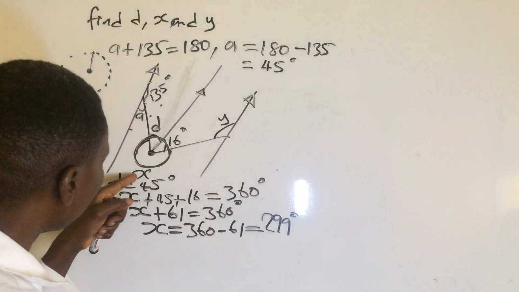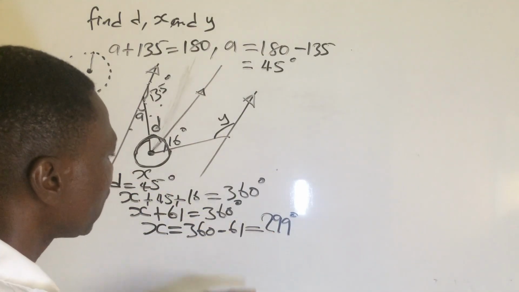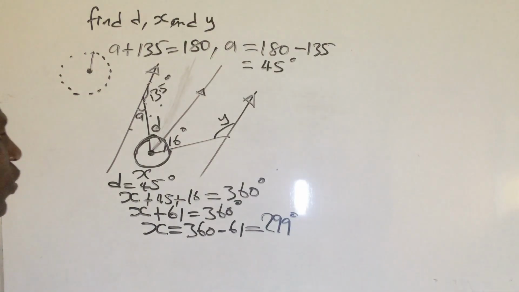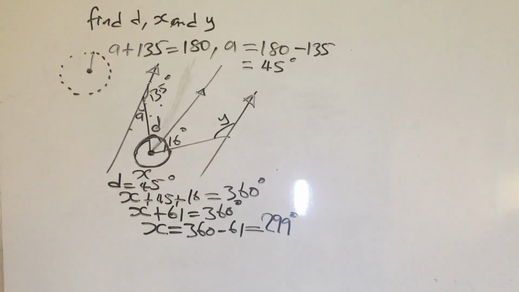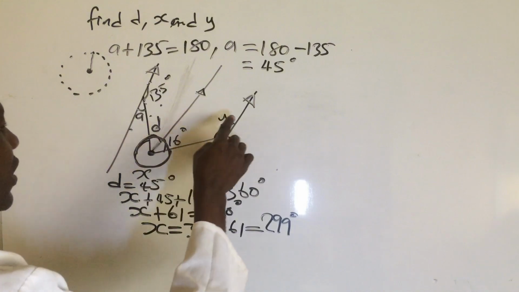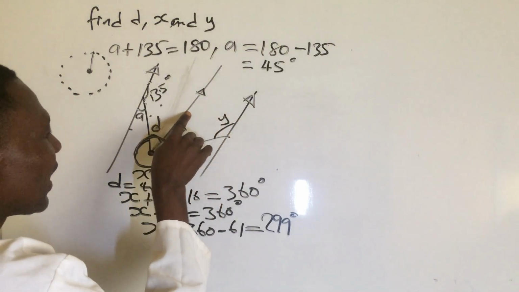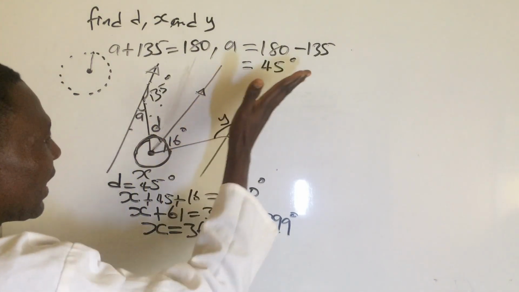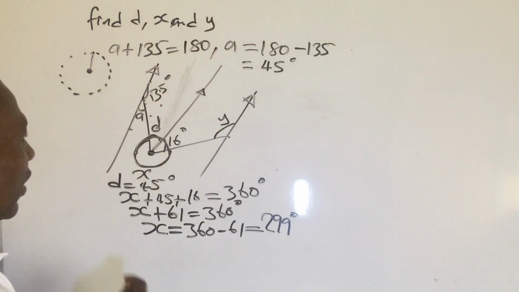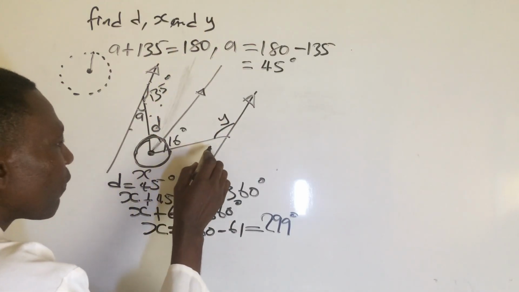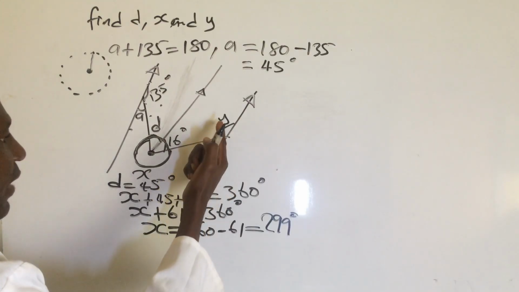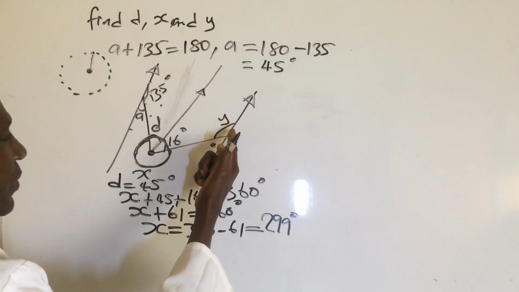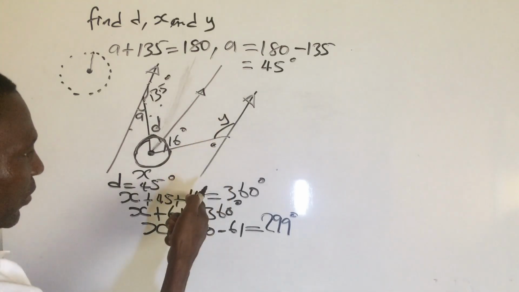So the value of x here is 299 degrees. We have succeeded in finding the value of x. Remaining y. Now, if we consider this line and this line, the arrows show that they are parallel lines. If we can find the angle that will be here, we will succeed in finding y by using angles on a straight line.